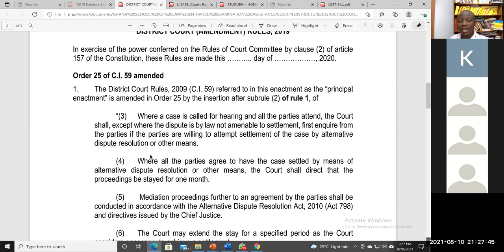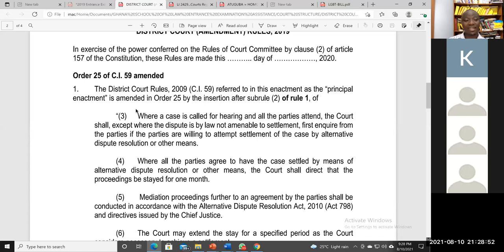That is to say that if you have a case pending before the District Court, it is made mandatory for the magistrate to, for example, let the parties undergo ADR. So for example, if you look at Rule 1, where a case is called for hearing and all the parties attend, the court shall, except where the dispute is by law not amenable to settlement, first inquire from the parties if the parties are willing to attempt settlement of the case by alternative dispute resolution or other means. So what that means is that now a judge or magistrate sitting in the District Court has an obligation to explore the possibility of getting the case before it settled by any of the means of alternative dispute resolution.